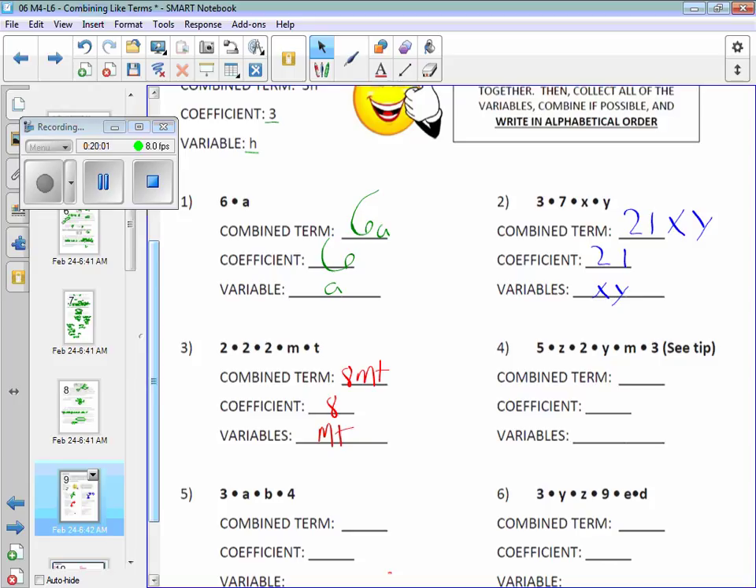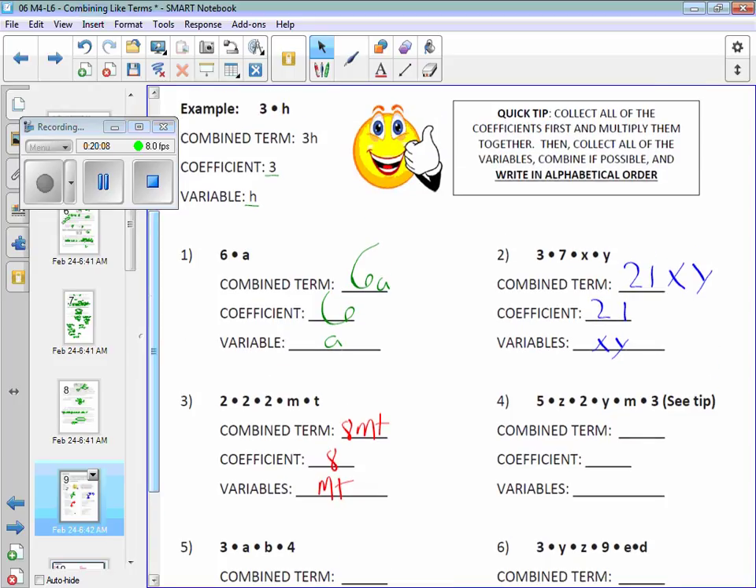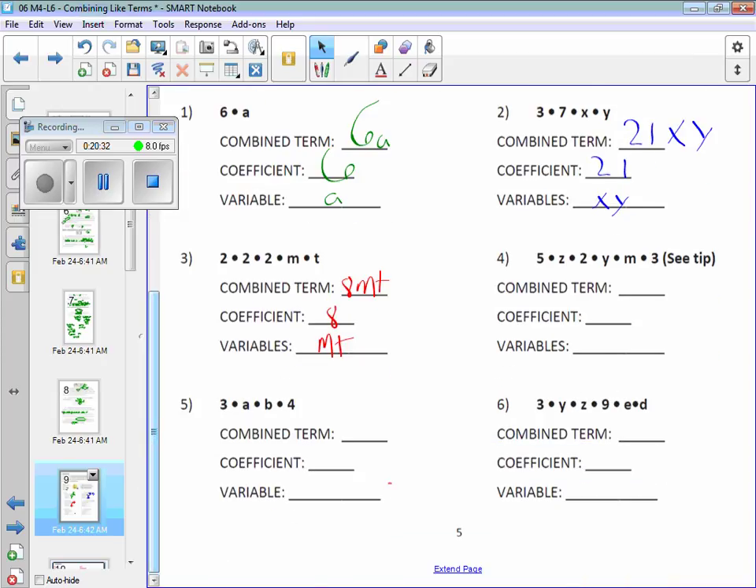Okay, number 4. Let's look at the tip. I told you the tip, but let's see it again. Collect all of the coefficients first and multiply them together. Then collect all the variables and combine if possible. If you can remember, you write your variables in alphabetical order. You don't have to, but usually that's the way you do it. Let me read it out loud. 5 times z times 2 times y times m times 3.